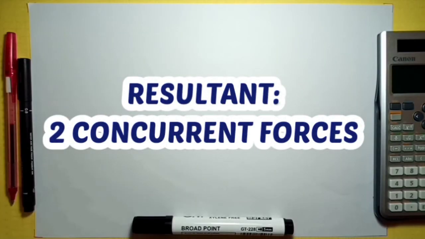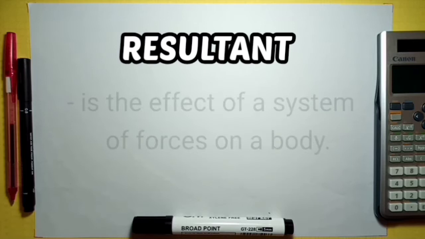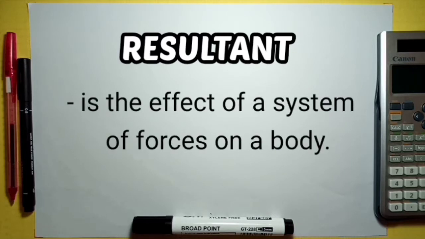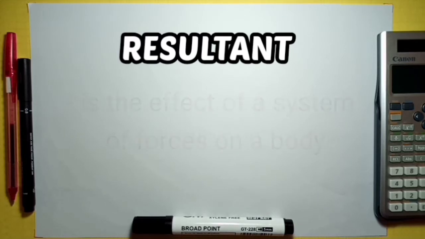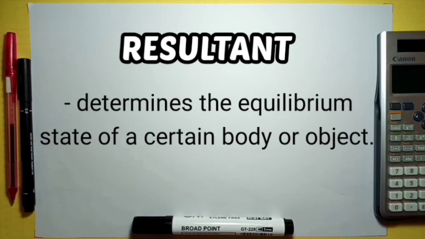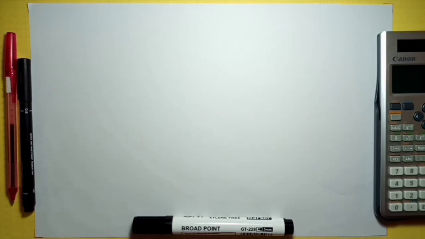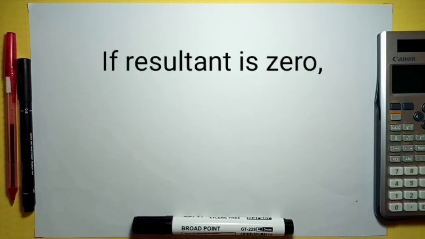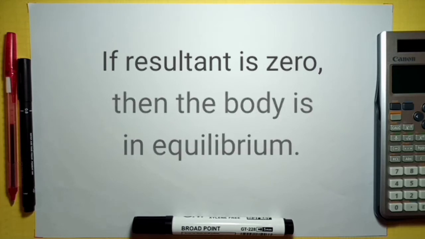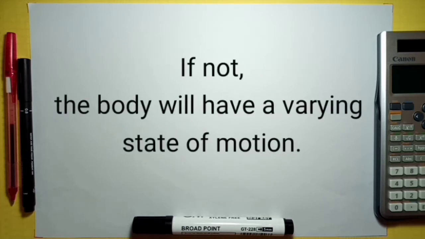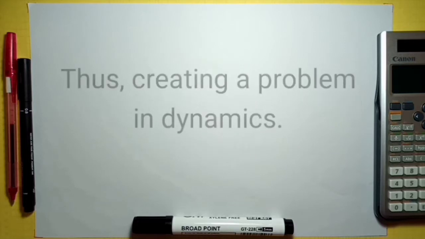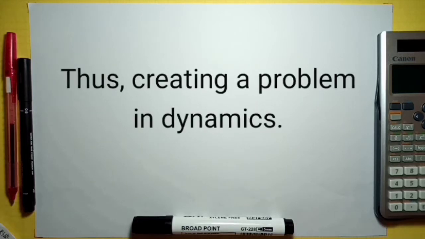Before solving the resultants of force systems, let's define first what is a resultant. A resultant is the effect of a system of forces on a body. The resultant determines the equilibrium state of a certain body or object. If the resultant is zero, then the body is in equilibrium. If not, the body will have a varying state of motion, thus it will create a problem in dynamics.